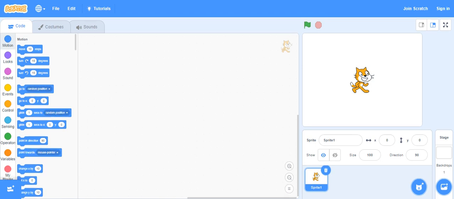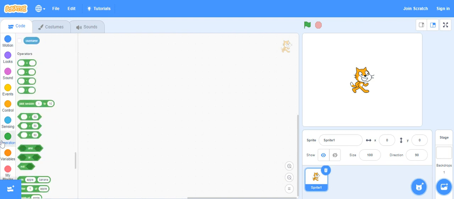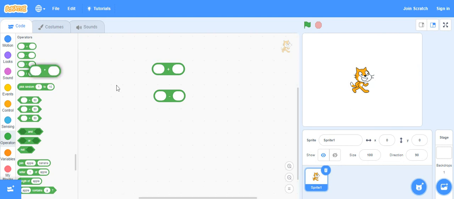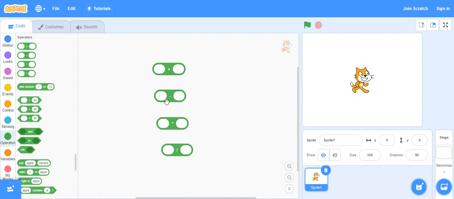In today's video, we are going to learn about operator blocks. The first four operator blocks are basic maths operators. This one stands for plus, this one stands for subtraction, this one stands for multiplication, and this one stands for division.